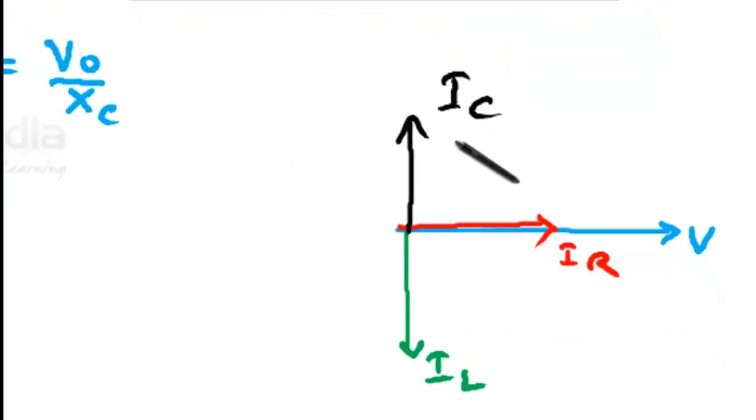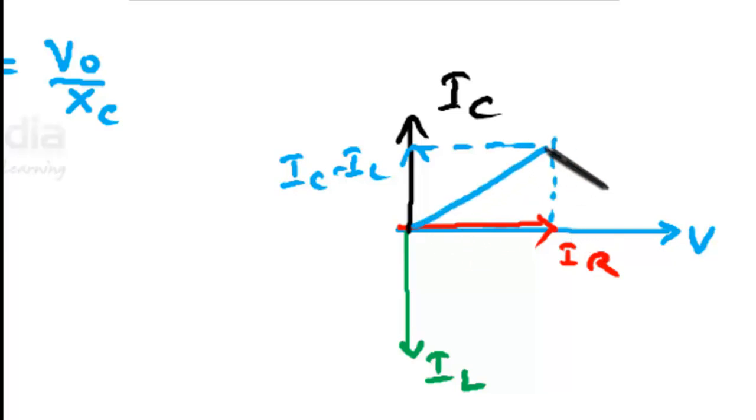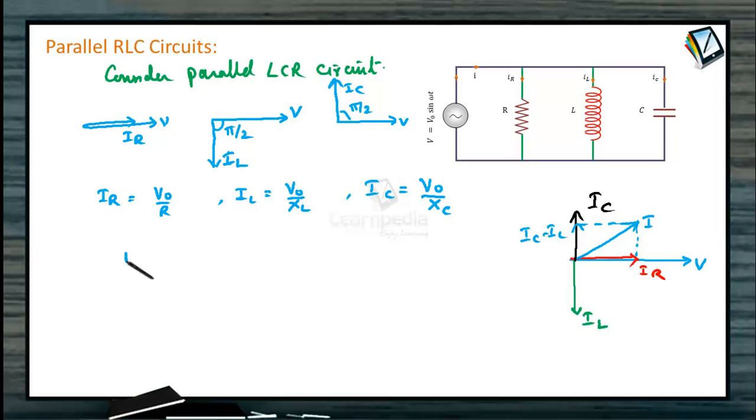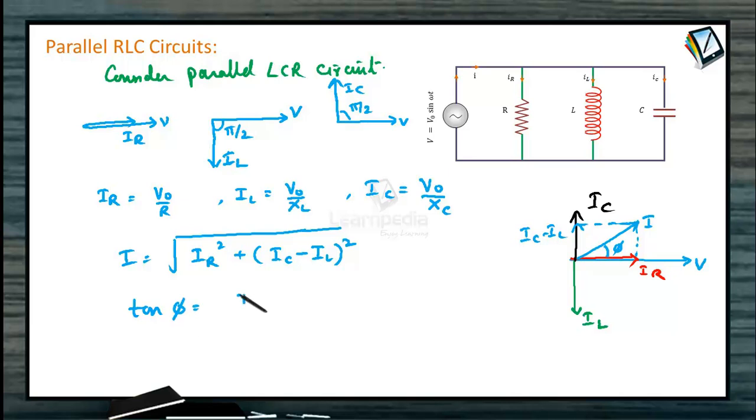This is IC. So first take the difference between the current in the capacitor and the current in the inductor. Say the resultant current is in this direction as IC minus IL. With IR in another phase, taking this as the resultant, we can calculate the total current like this. This is I. So what will I be equal to? Under root of IR square plus the difference of IC and IL, IC minus IL whole square. The angle this current makes with the voltage now is phi. Then we can also write tan phi equal to IC minus IL divided by IR.